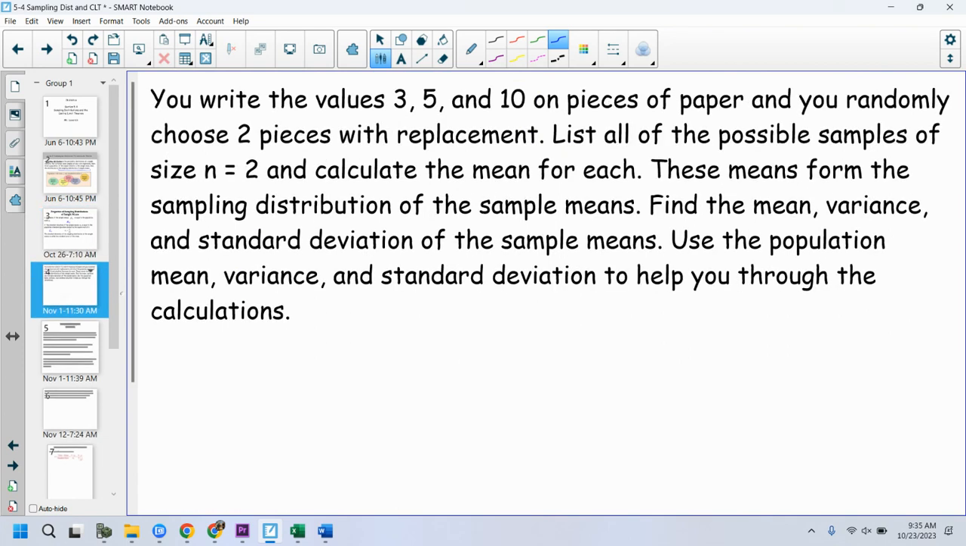So let's take this example first. Let's take a small theoretical example. Say we write the values 3, 5, and 10 on little pieces of paper. Just 3 values, right? 3, 5, and 10. We put each one on a piece of paper, and we put them in a hat, and we're randomly selecting those values out of the hat.